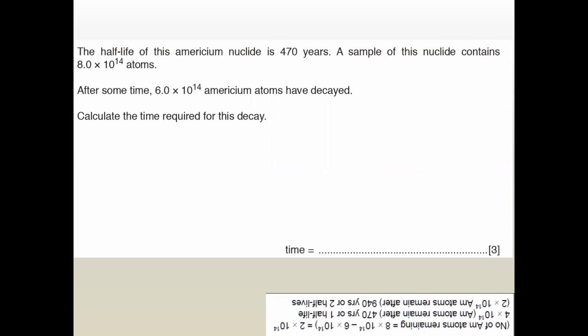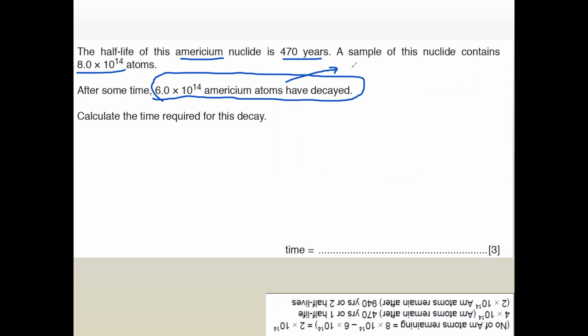So another question. The half-life of an americium nuclide is 470 years. A sample contains 8 into 10 to the power 14 atoms. After some time, 6 into 10 to the power 14 atoms have decayed. Decayed means this many have become stable. Calculate the time required for this decay. So, how much time will it take until 6 exponent 14 atoms have decayed?